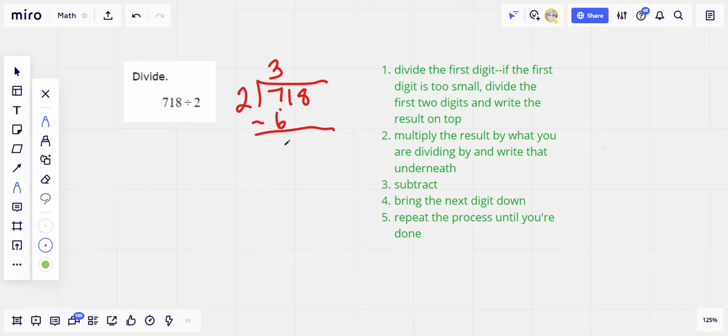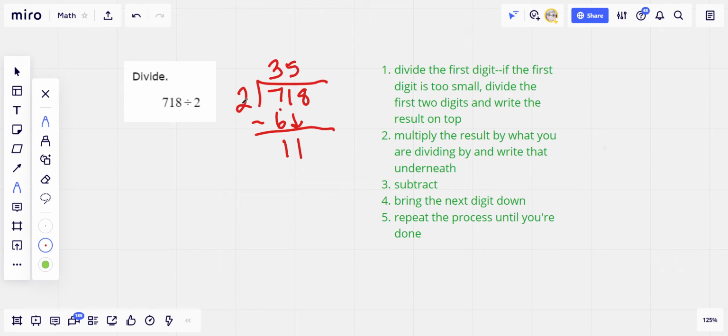So 7 minus 6 is 1, and then we bring down the next number. Aha. So now we have 11. So we're going to be asking ourselves how many 2's go into 11, and 2 times 6 would be 12. That's too big. 2 times 5 is 10, so I think that's the closest we can get. So we're going to put a 5 up here.